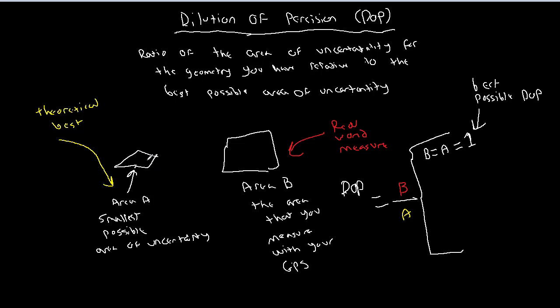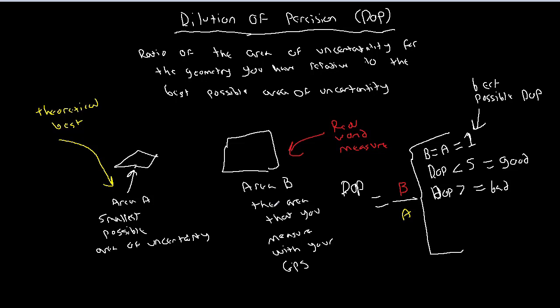That doesn't normally happen. Generally what you want is a p-DOP or a DOP of less than 5, right? If your DOP is less than 5, this is considered good and you would use it. If the DOP is substantially greater than 5, this is generally considered bad and you wouldn't want to use it, okay?